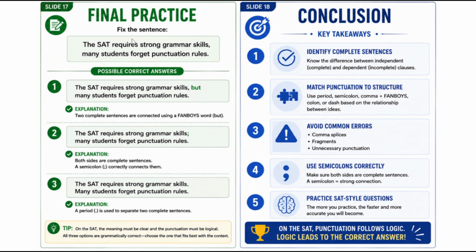Final practice. Fix the sentence. The SAT requires strong grammar skills, many students forget punctuation rules. Okay, what is the problem? We have a complete sentence plus comma plus complete sentence. So this is a comma splice. Correct version 1: The SAT requires strong grammar skills, but many students forget punctuation rules. Comma plus FANBOYS. Two complete sentences are connected using the FANBOYS word but.